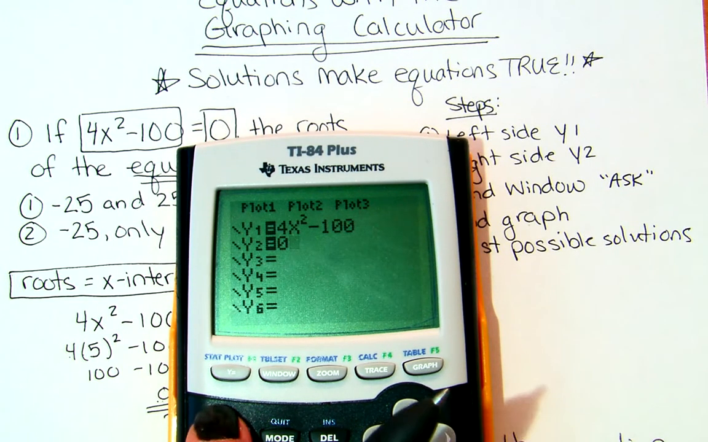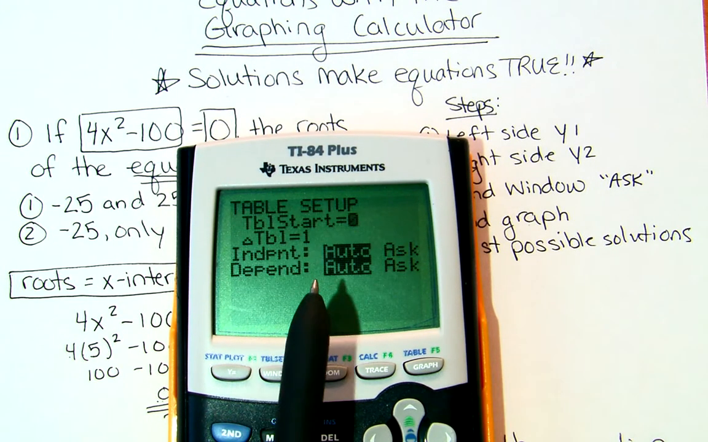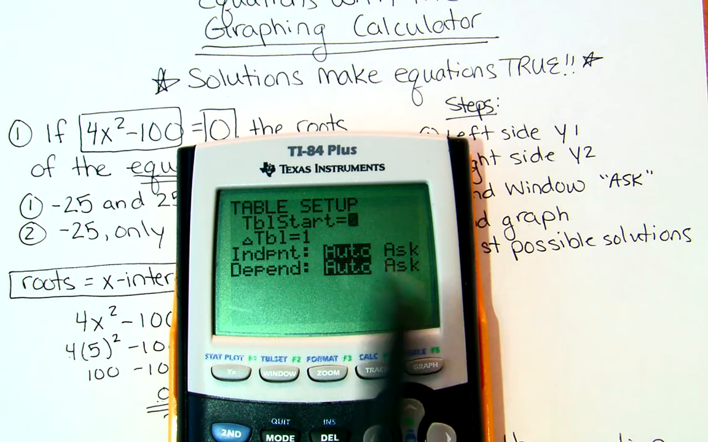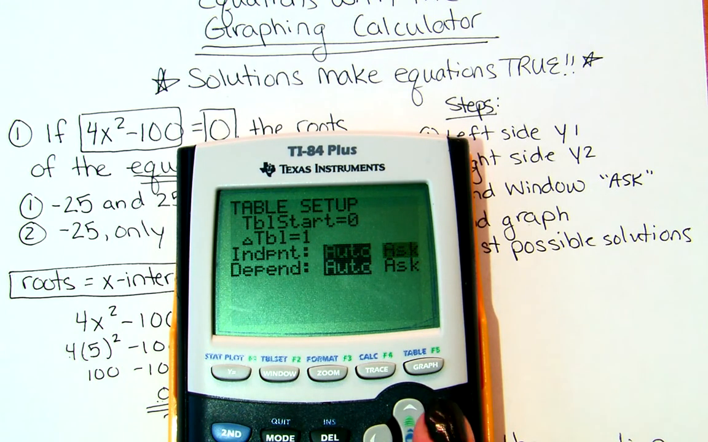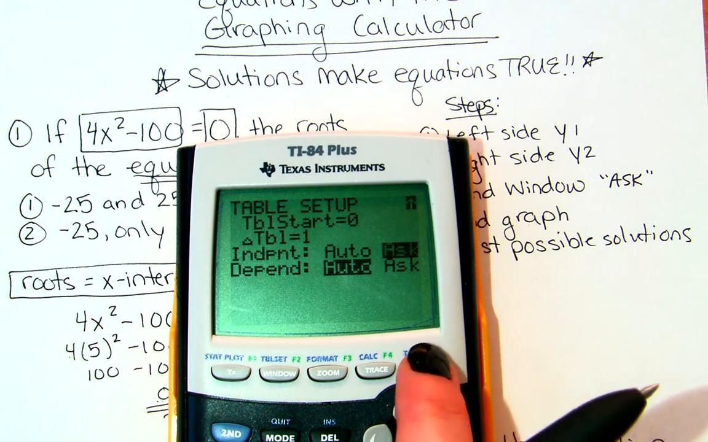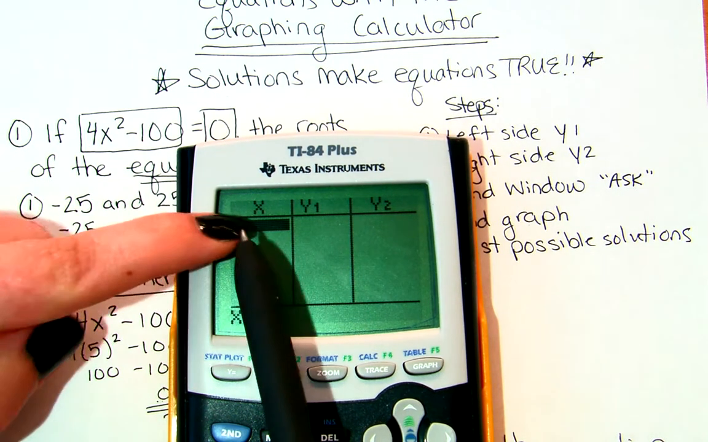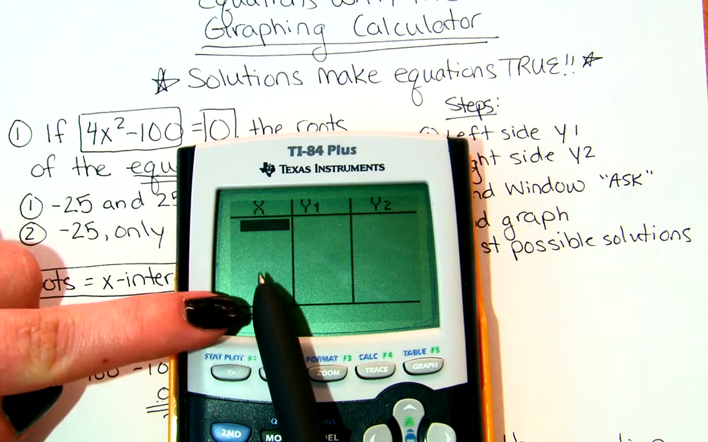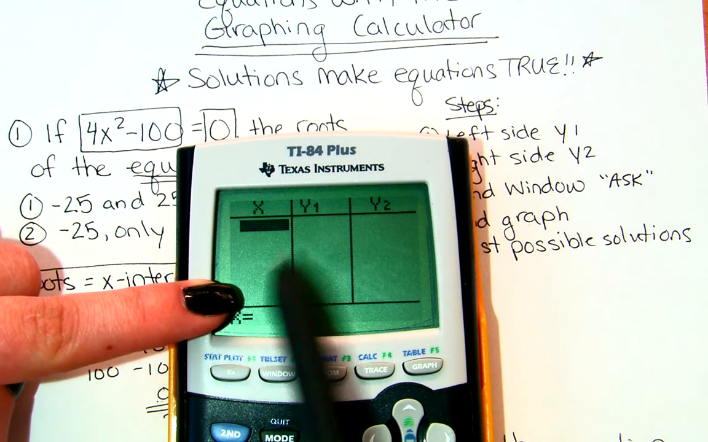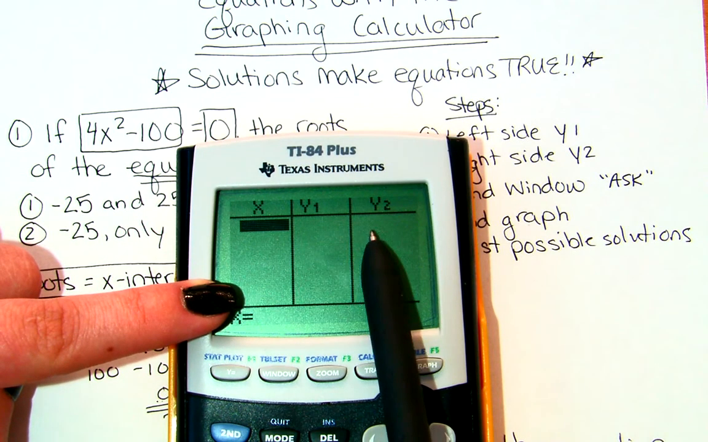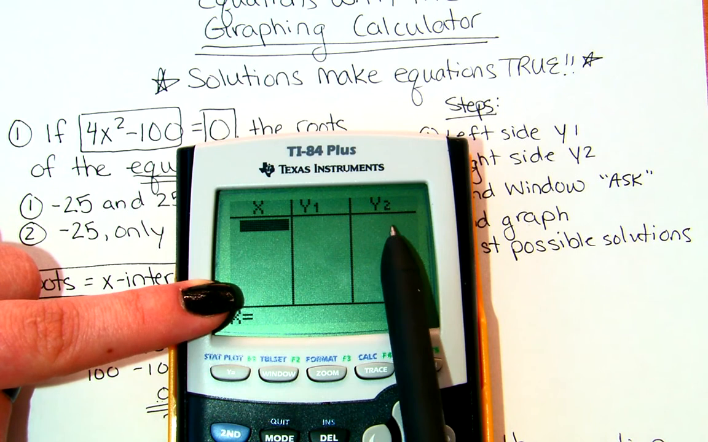We're going to go to second window and change the independent to ask. You always leave the dependent alone. So I select it, and then I go to the table. Second graph gets me the table. It's empty, so what's happening here is I'm going to type in x values that are my possible solutions, and I'm going to get the left side and right side of the equation here.